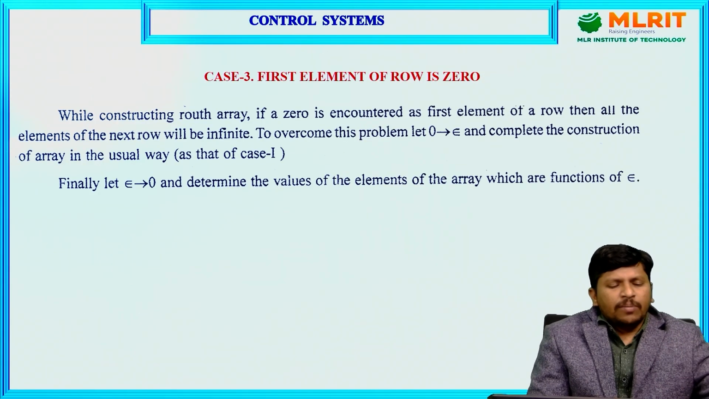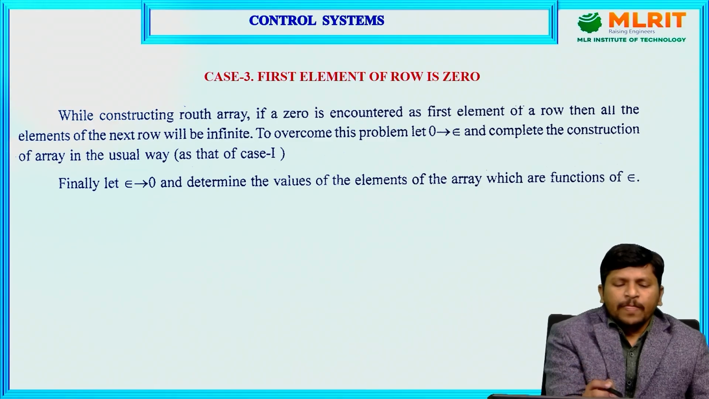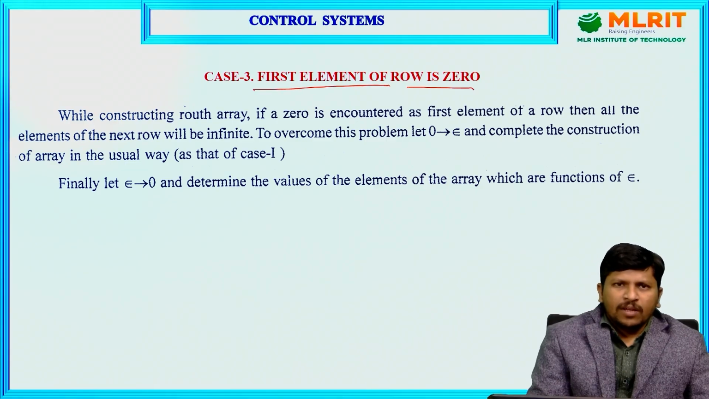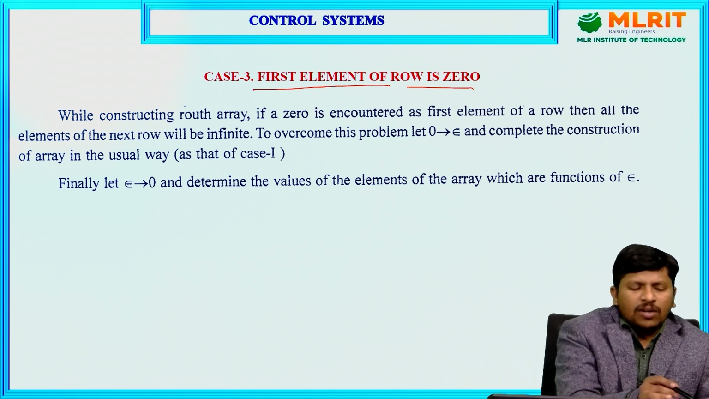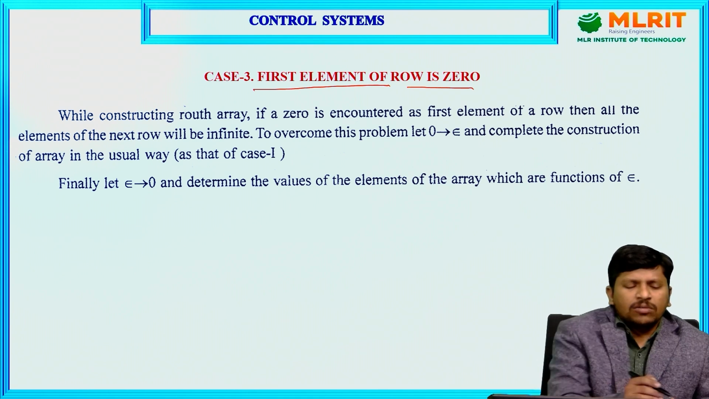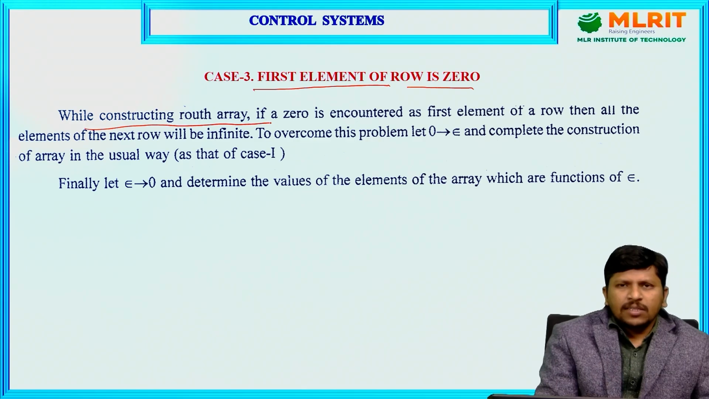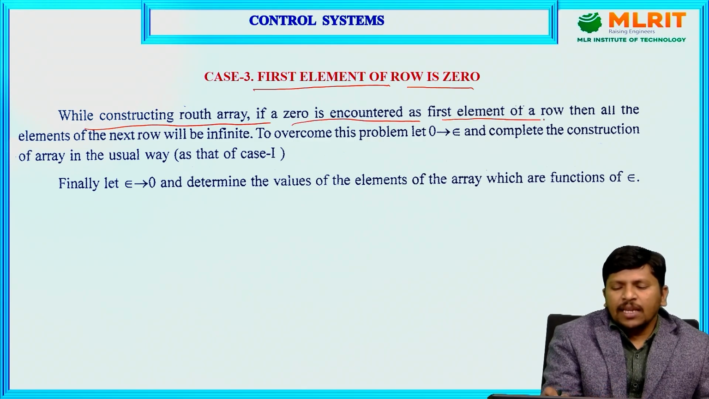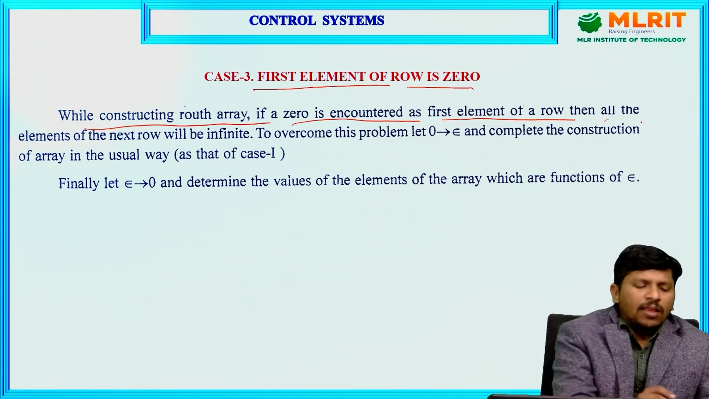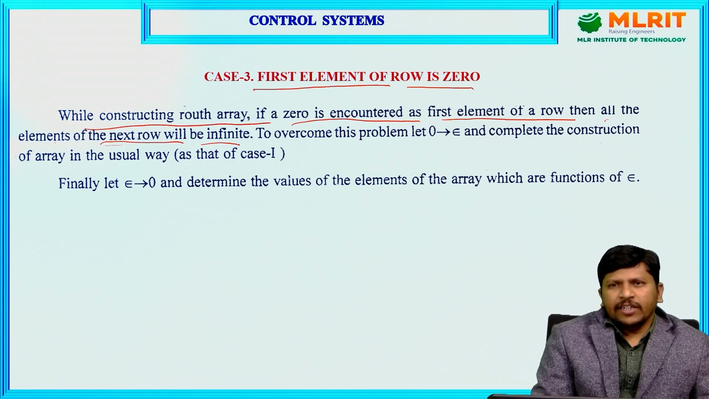Next, coming to the third case. In the third case, the first element of a row is 0 in the array matrix. While constructing the Routh array matrix, if 0 is encountered as the first element of a row, then all the elements of the next row will be infinite.